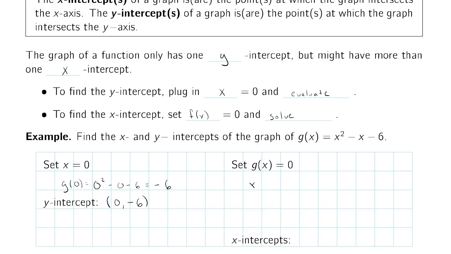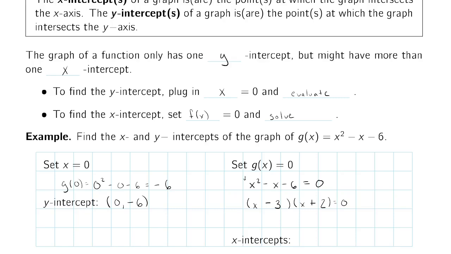When we set g of x equal to 0, that means we're going to have x squared minus x minus 6 equal to 0. That's a quadratic equation that we need to solve. I think we can solve this by factoring, though. We need two numbers, using the shortcut because the leading coefficient is 1, that multiply to negative 6, so one negative and one positive, and add up to negative 1, so that'll be negative 3 and positive 2.